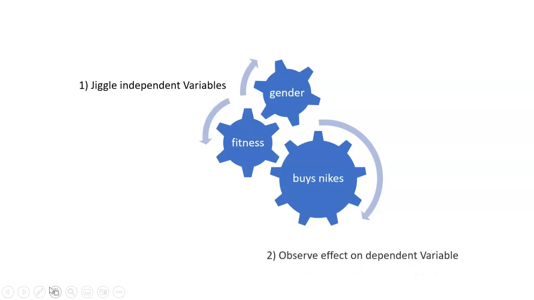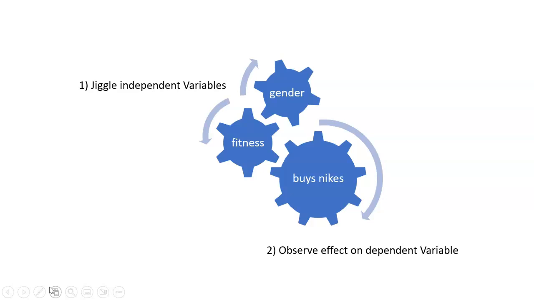So I jiggle the independent variables. I observe the effect on the dependent variable. And at the end of the day, I can rank the independent variables in terms of how much they affect the behavior. And that can guide my marketing.